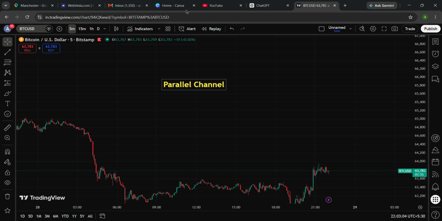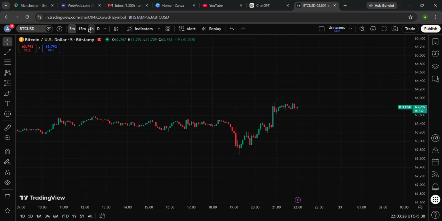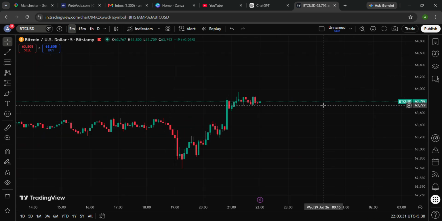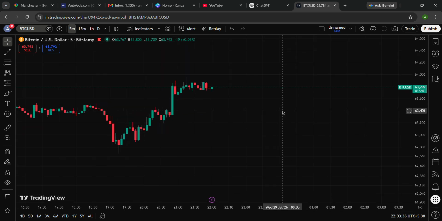So let's dive into our topic, which is the parallel channel. A parallel channel is something we can use to identify and highlight the trend on the chart itself. I am just taking an example of Bitcoin because it is open 24 by 7, and as you can see, it is open right now. So how do I make this parallel channel work?